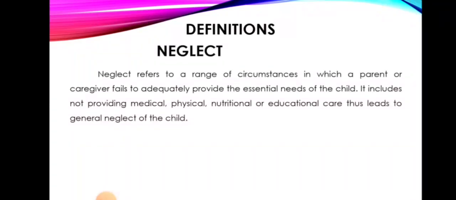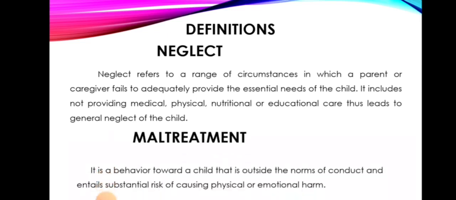Next, we will see neglect. It refers to a range of circumstances in which a parent or caregiver fails to adequately provide the essential needs of the child, and it includes not providing any medical, physical, nutritional, or educational care that leads to general neglect of the child. Next, we will see the definition of maltreatment. It is a behavior towards a child that is outside the norms of conduct and it entails substantial risk of causing physical or emotional harm to the child.